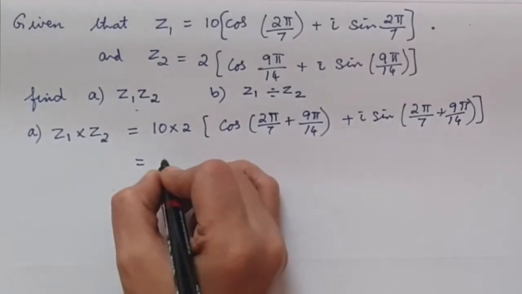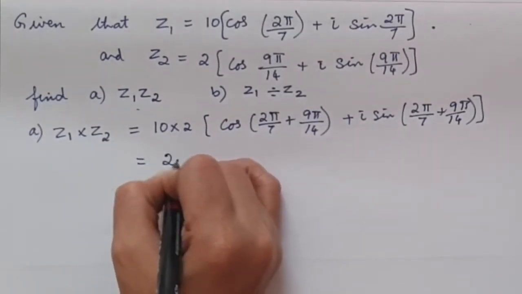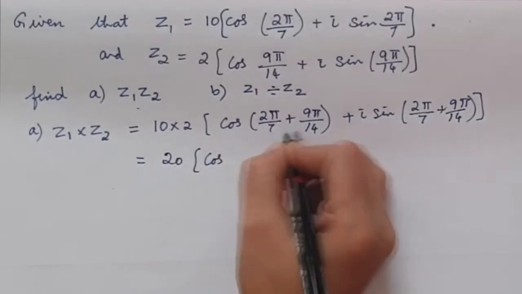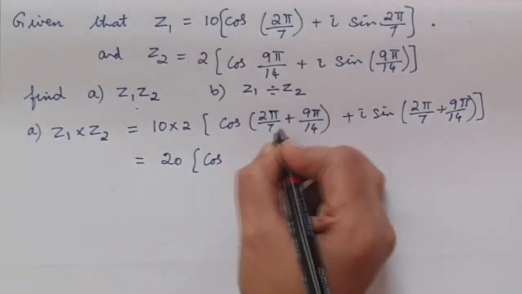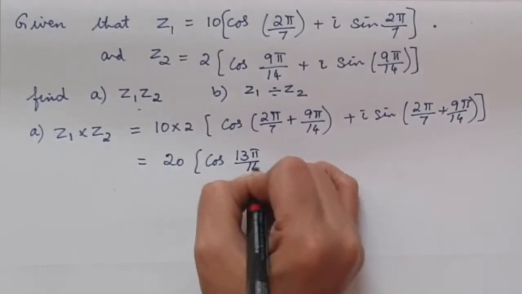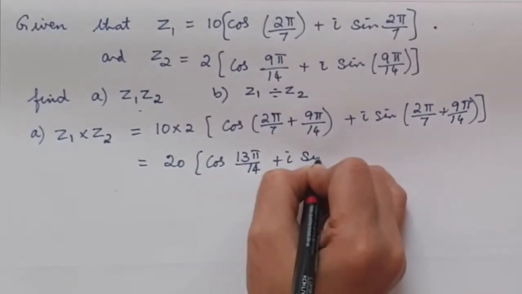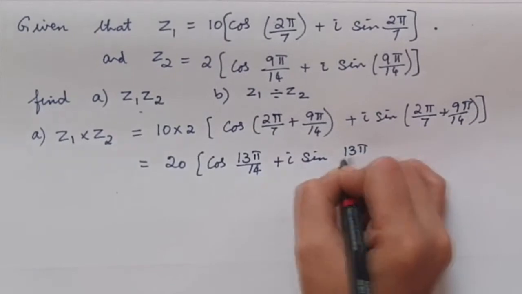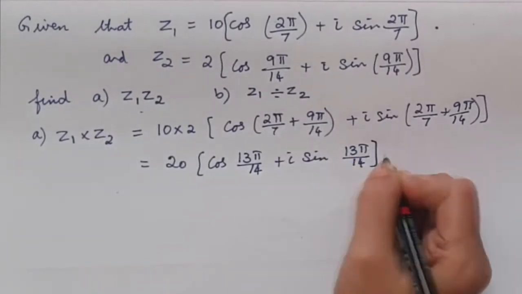So when we simplify this, we get it as 20 cos 2 pi plus 9 pi, this is 4 pi over 14. So it will give us 13 pi over 14 plus I sin 13 pi over 14.